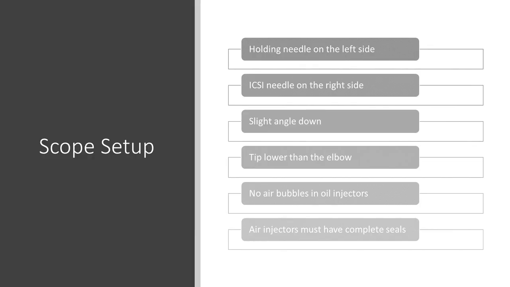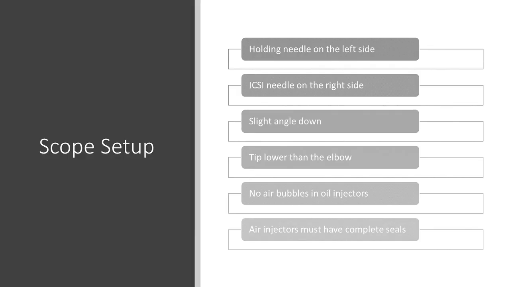The follow-up video will show the details of this process, and if using oil injectors, there cannot be any bubbles in the ICSI injector at all. The bubbles move slower than the oil and will make controlling the movement of the sperm nearly impossible to manage. Both air and oil injectors must have complete seals. If you pick up a sperm and it wants to keep going up the pipette, getting a capillary action, it usually means that the tip is not inserted into the tool holder properly.